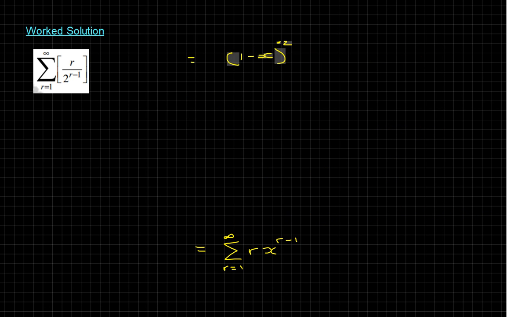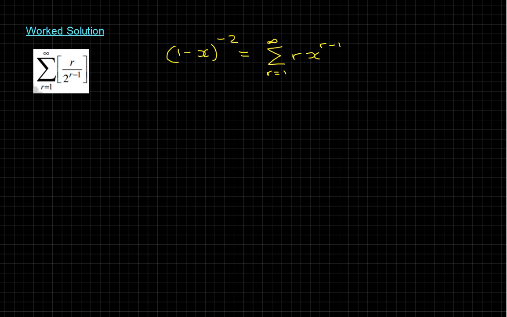Okay, so we've actually got the following. We've got the fact that 1 minus x to the power of minus 2 can be written as the following series. Okay, and now we can get into looking at how this compares to what we have here. I mean, they're pretty similar, right? This is an r, this is r minus 1. It's got the same thing going on here. So how can we force this to look like that? Well, let's have a play with it.